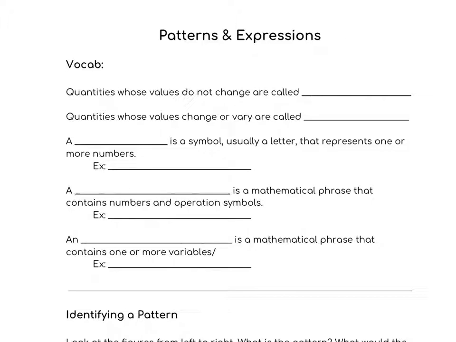So a couple of vocab things just to keep in mind. Quantities whose values don't change, those are constants. All right, they stay the same. The quantities whose values change or vary, that's what we call variables. So things that stay the same, constants. Things that change are variables.